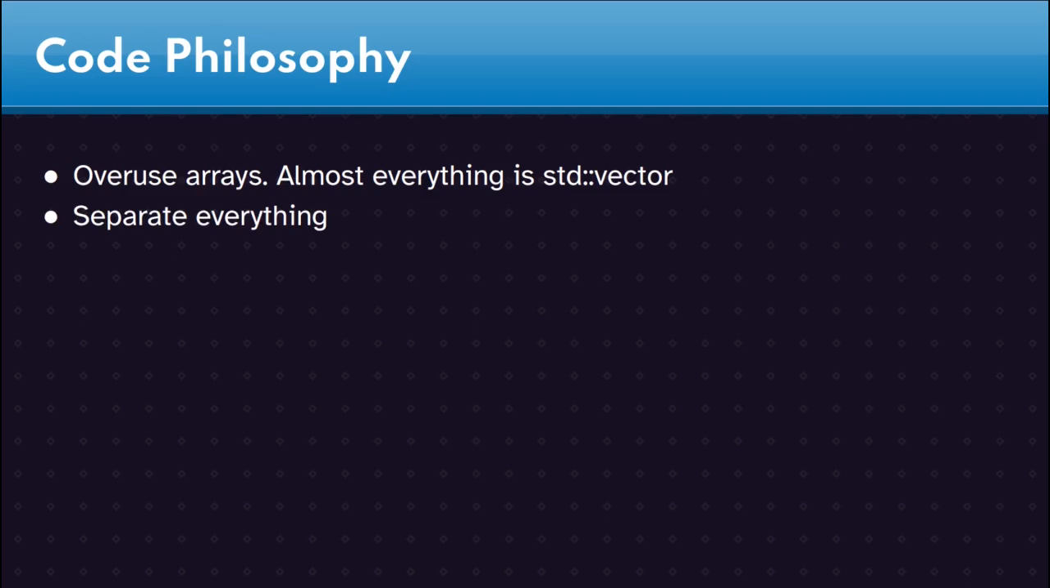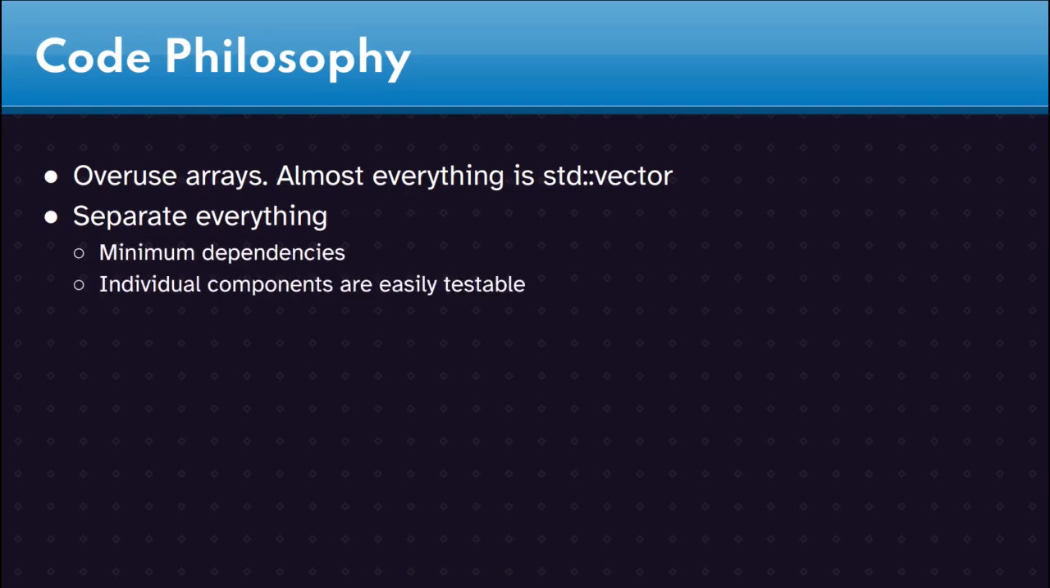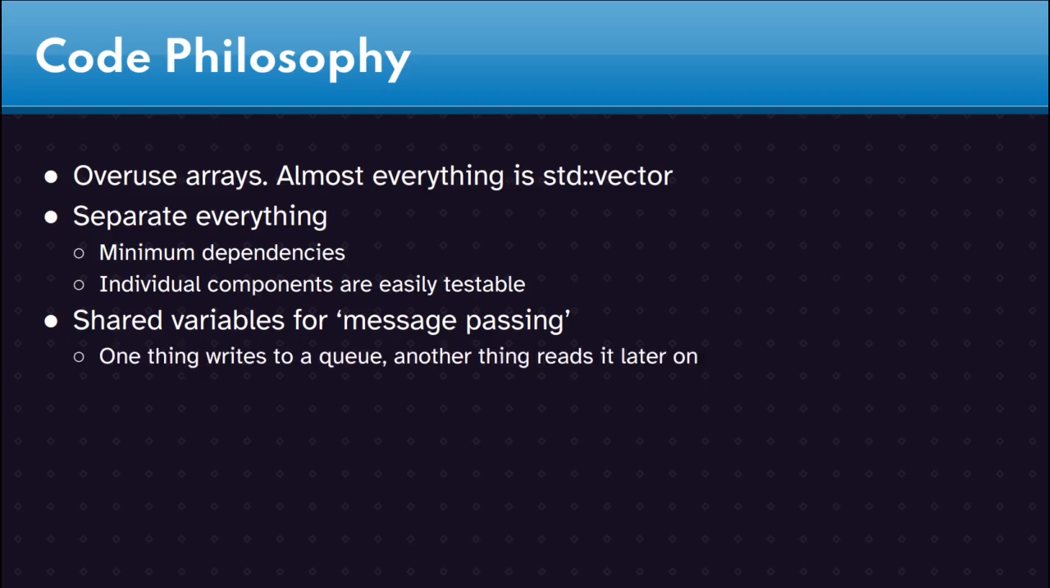But again, separate everything. You probably got this notion from the previous slides, but that means every component has minimum dependencies, and that means individual components are easily testable. And shared variables are the preferred way to pass messages around. One thing would write to a queue, or just any variable, and then another thing would read it later on. This is a preferred way to loosely couple code.